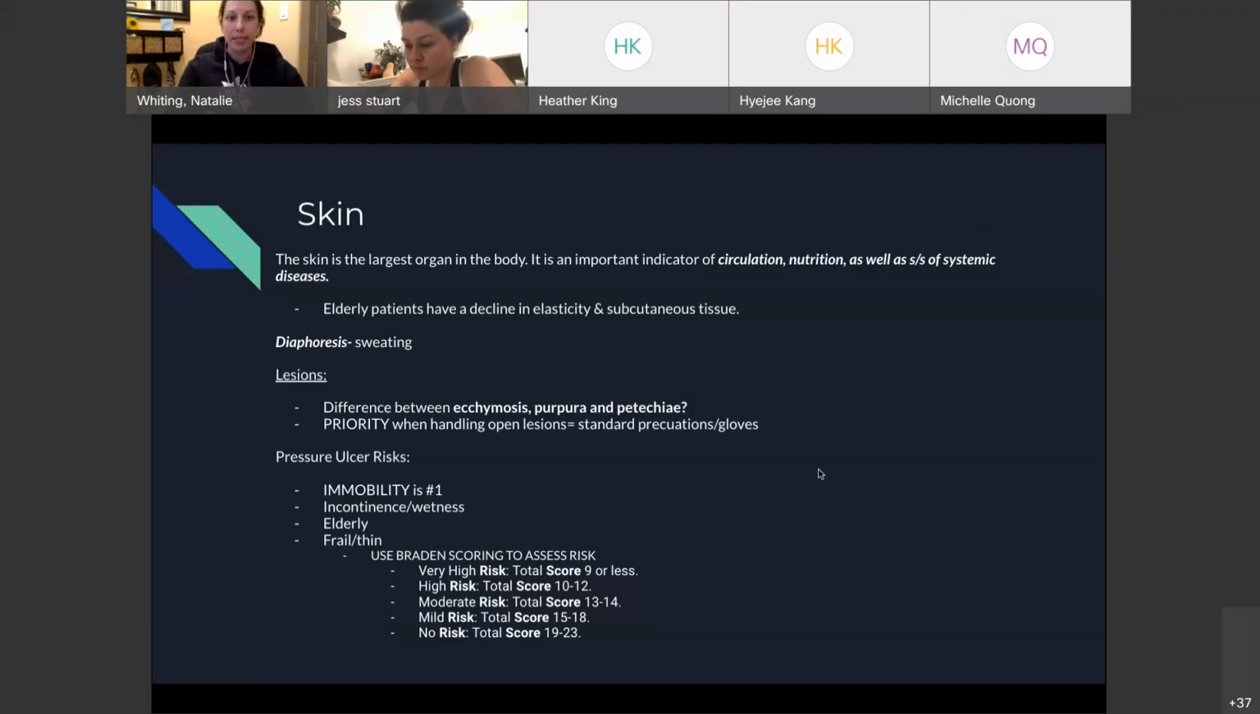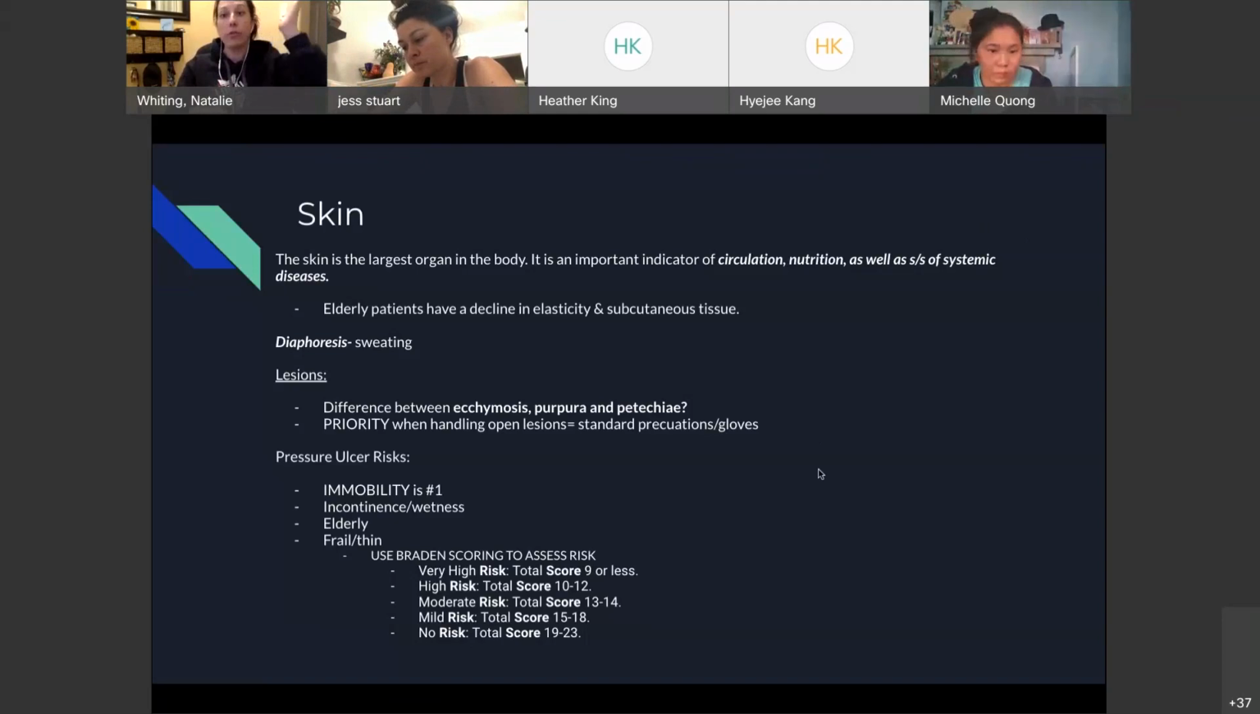Pressure ulcer risks. So immobility is number one. If a patient can't move, that's the biggest risk for a pressure ulcer. There's also a variety of other risks. So we have incontinence or wetness. Being elderly is a risk. Being frail or thin is a risk. There's more than that, but just know immobility is number one.